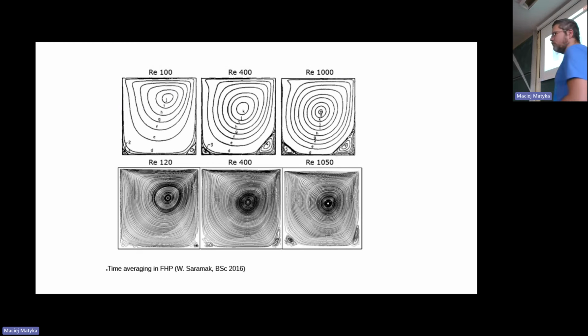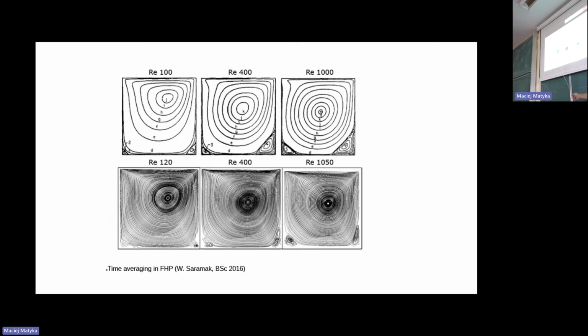And this is a wonderful result of one of my students in the past, Victoria. Victoria did a study of lid-driven cavity flow with FHP for different Reynolds numbers, and she did wonderful work. At that time, I was too young and too inexperienced to make a paper out of it. I think it's still possible, even with the results from Victoria. Who knows, maybe one day we'll write something.